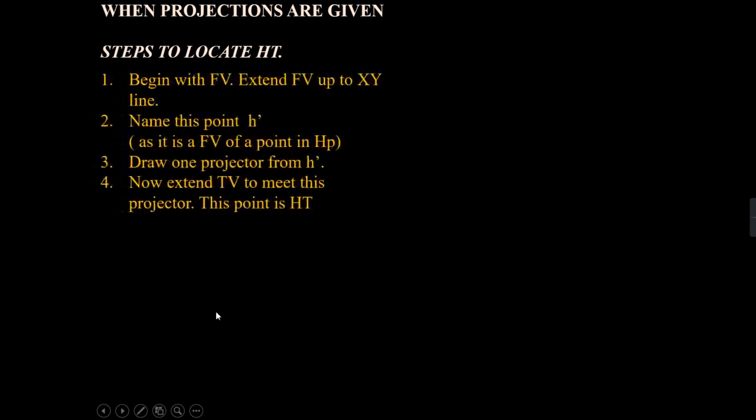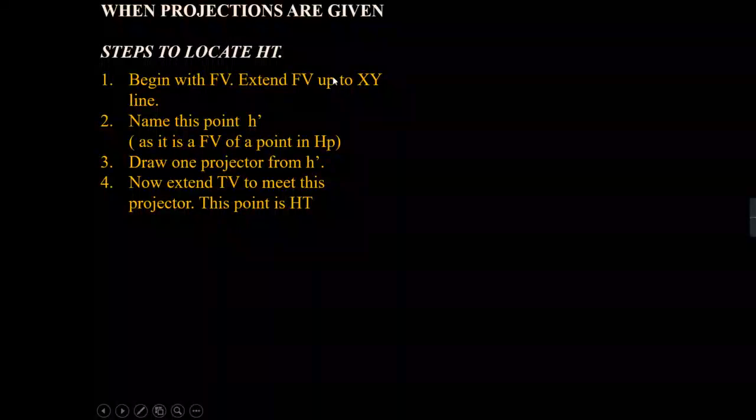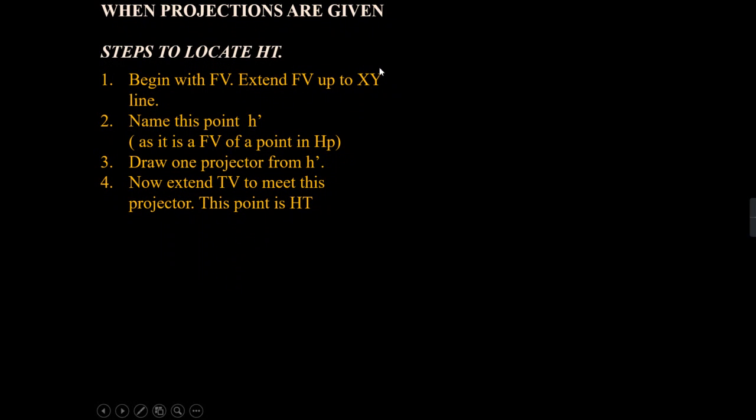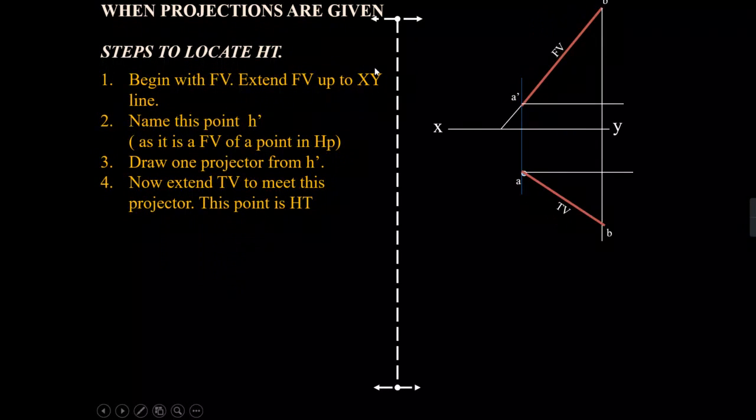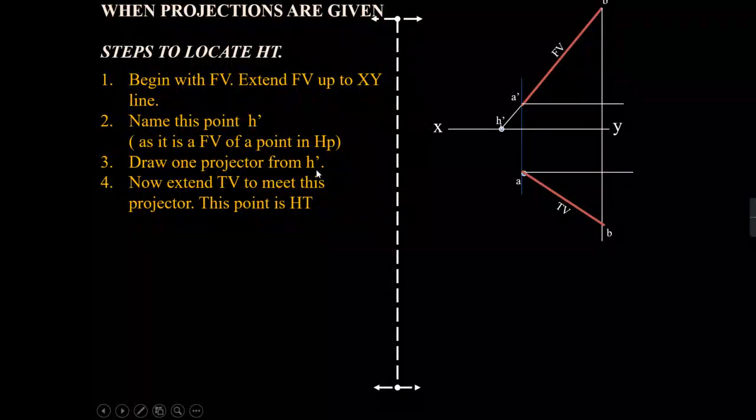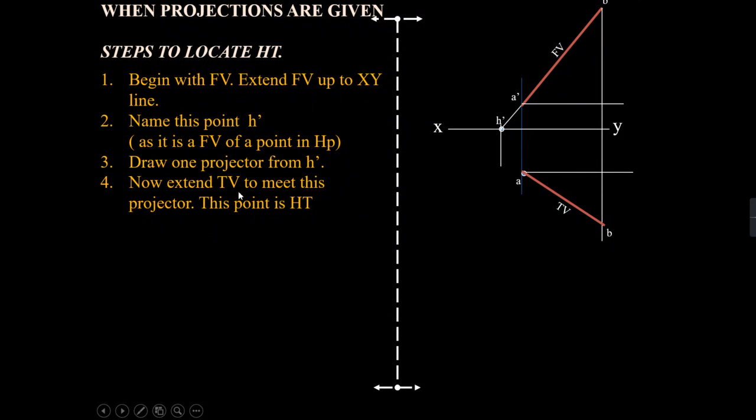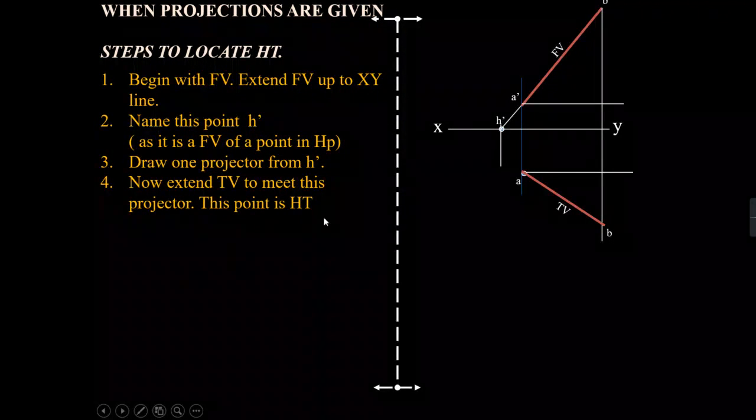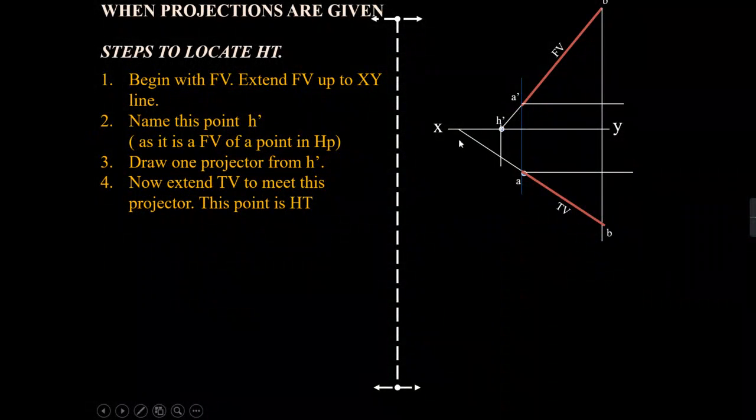So here are the steps that I have just told you. First, find out the horizontal trace. These are the steps. Begin with the front view. Extend the front view up to the line XY, like this. Then name this point as H dash. Draw a projector from the H dash, meaning the vertical line. Now extend the top view to meet the projector. This is your top view, I am extending this line. So wherever they meet is called the horizontal trace.